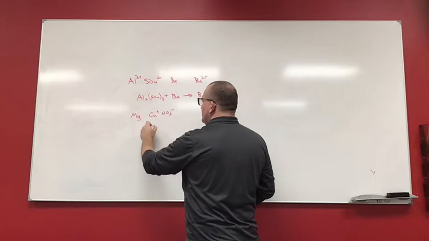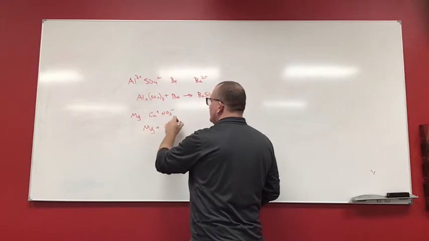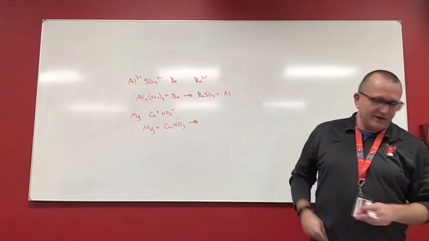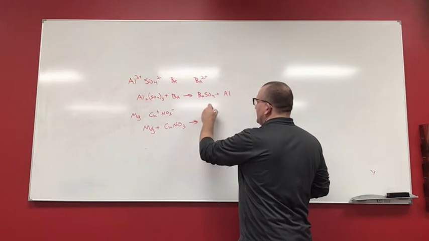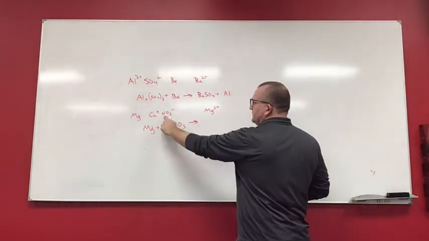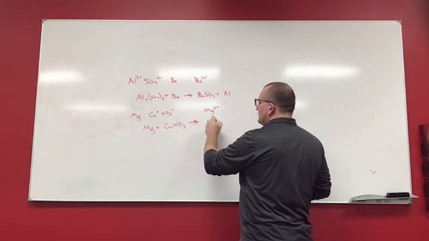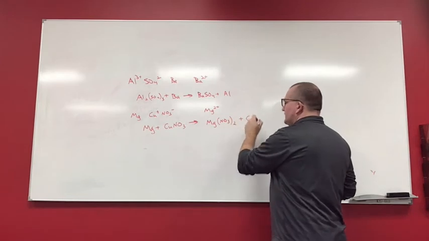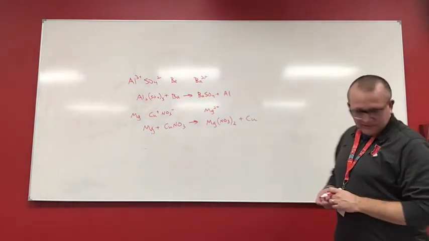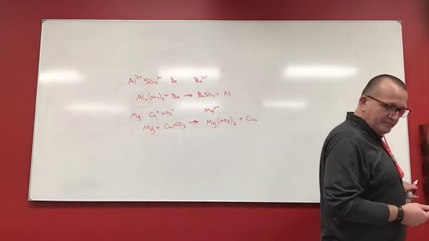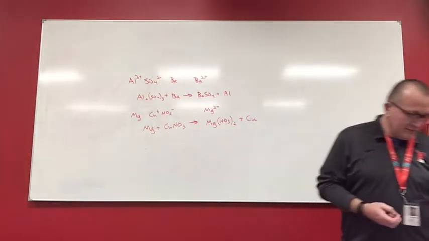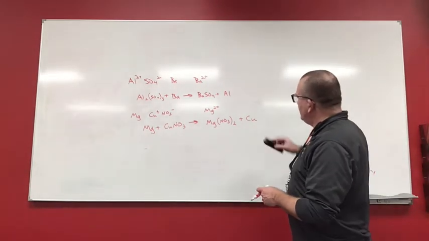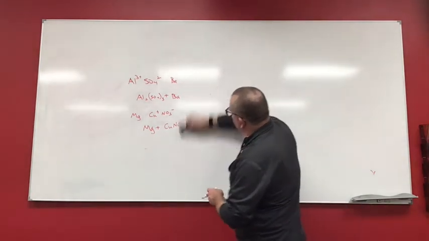So I got Mg plus copper 1 nitrate, and it will make magnesium nitrate and copper. The only thing that's different is magnesium ion is positive 2. So positive 2 and nitrate. If I need 2 nitrates, don't forget to put it in parentheses. And we're just talking about copper metal. So those are the first two. Now I'll do C and D on a separate space, or erase and do those over.